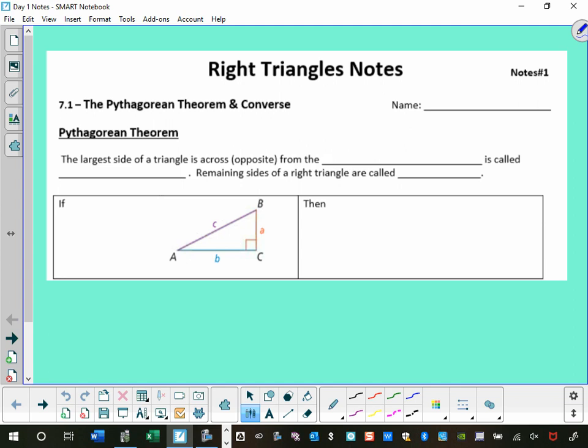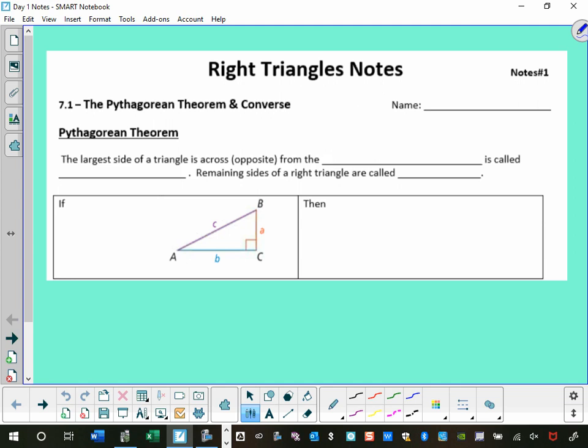Okay, so today we're starting right triangles, unit 7. So we're over the halfway point. This unit is our last triangles unit. After that, I think we go to circles, to double check.